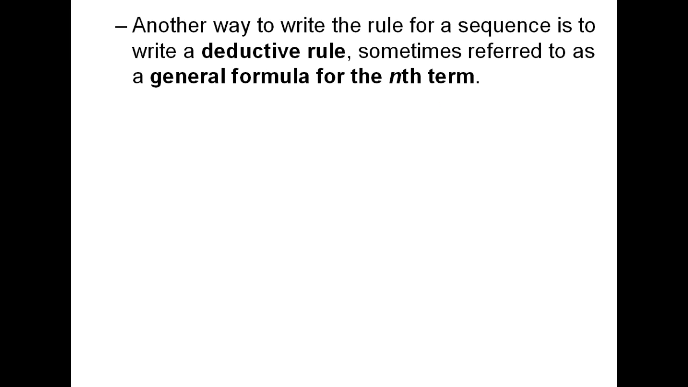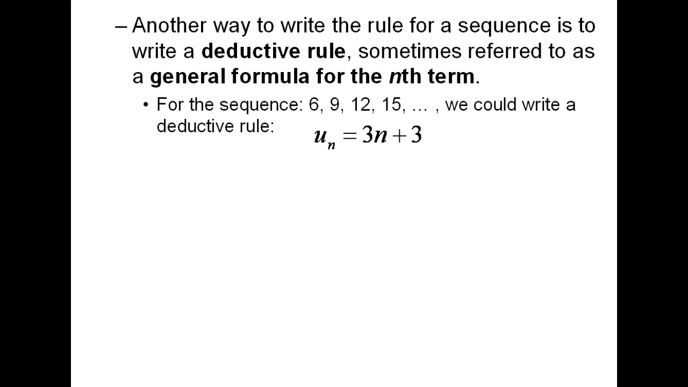Another way that we can write a rule for a sequence is to write what's called a deductive rule, sometimes referred to as a general formula for the nth term. In this way, you don't have to know the term before it. You just have to know what term it is you're looking for.